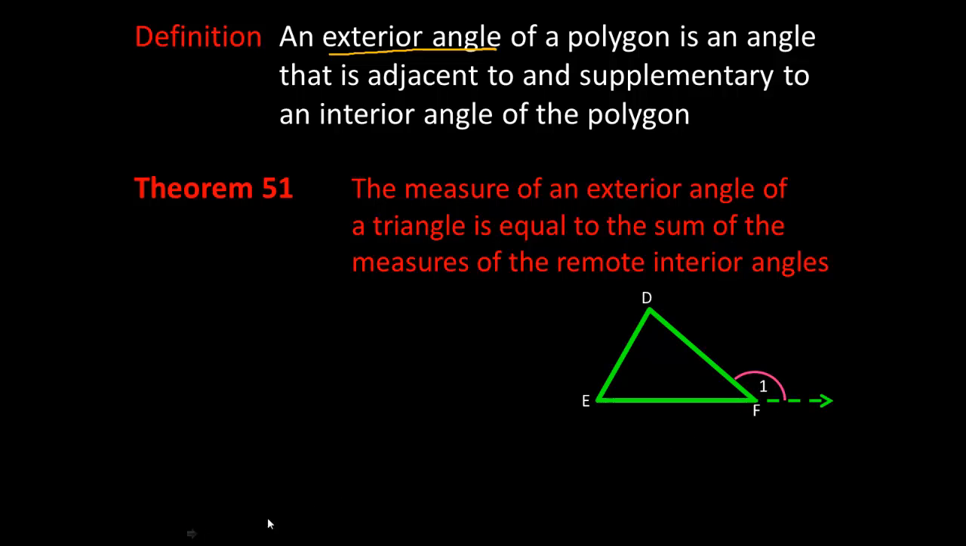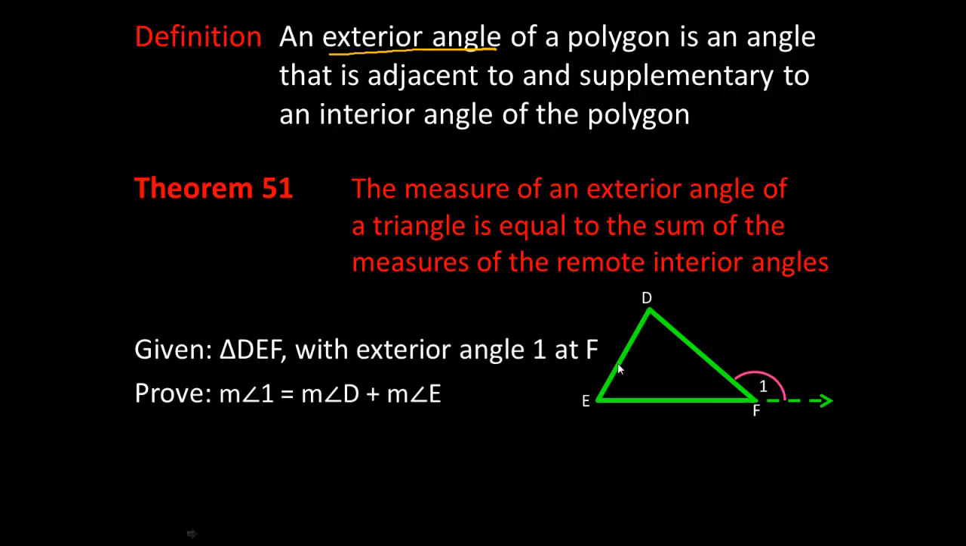So here we have our diagram, and we're given the triangle DEF with exterior angle 1 at F, and we need to prove that the measure of angle 1 equals the measure of angle D plus the measure of angle E. Now you're going to basically do what we did in the last example, and we're going to draw a parallel line through D, or a line that's parallel to EF. Now we've got alternate interior angles. Angle 1 and this angle here would be congruent.